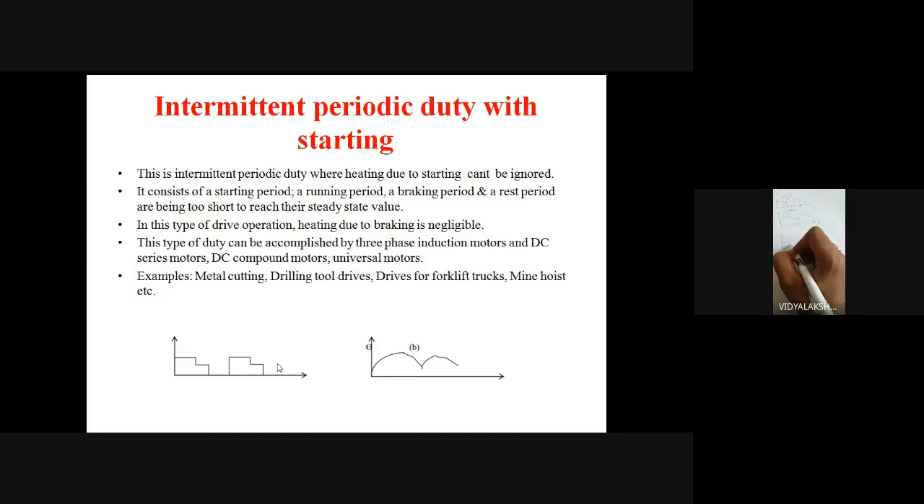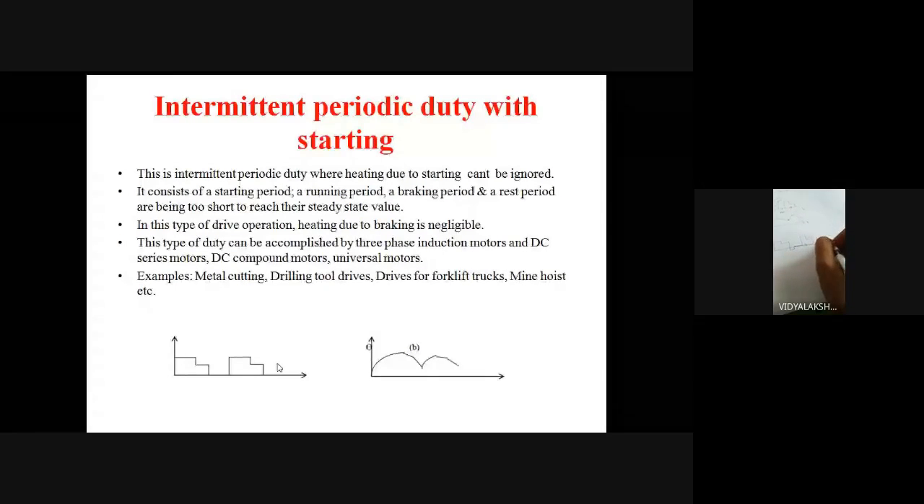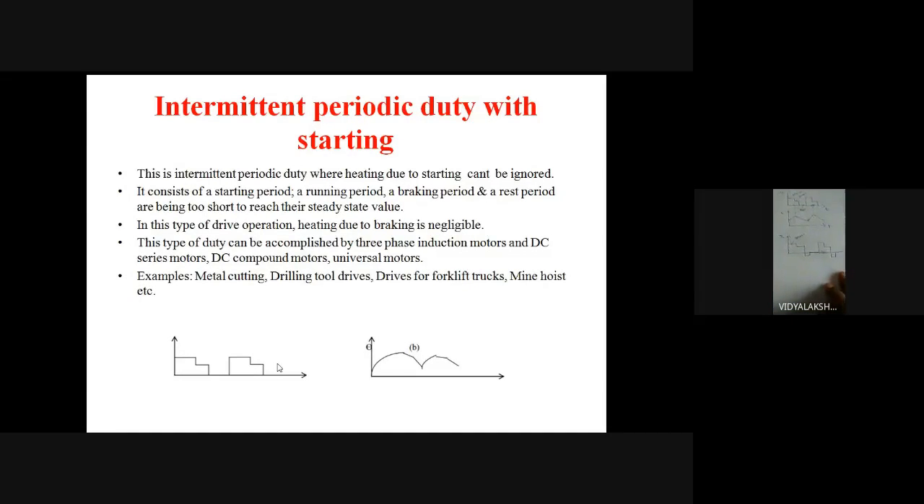This is my starting. This is my running. And then this is my rest period. Again, starting, running, and then the rest period. So this is my starting, and then it's running. This period is called braking, and this is my rest.